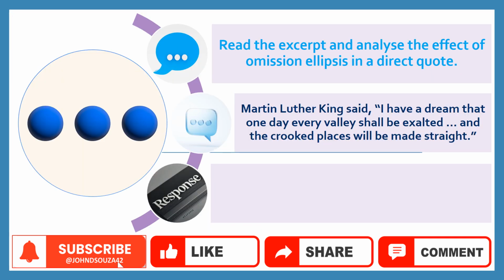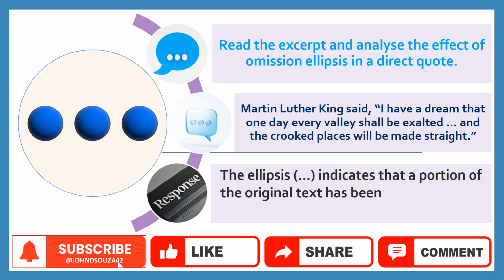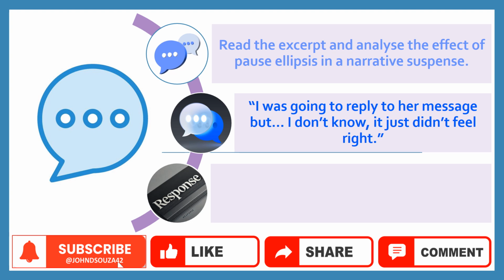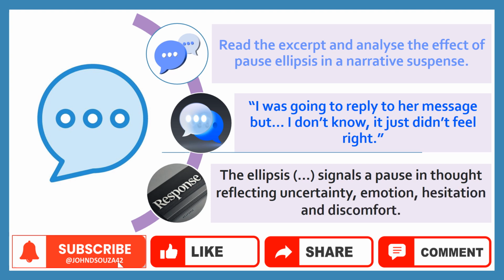Analyzing the effect of omission ellipsis in a quotation text. The ellipsis indicates that a portion of the original text has been deliberately left out to keep the quote concise and targeted. Examining the influence of pause ellipsis in a narrative suspense. The ellipsis signals a pause in thought, reflecting uncertainty, emotion, hesitation, and discomfort.